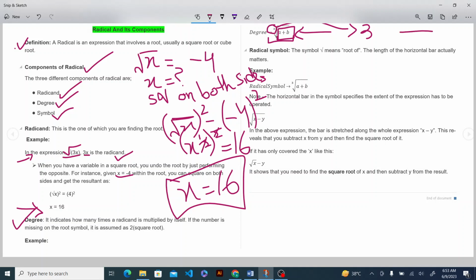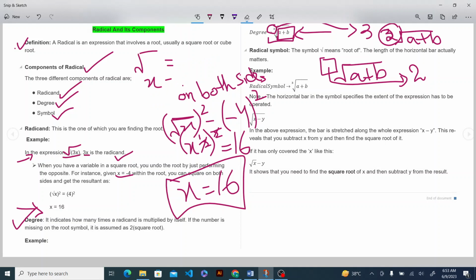If it was under square root a plus b, the degree will be 2. And when there isn't any number mentioned on the root sign, if it is given like this, under root a plus b, we don't know what the degree is, so we will assume that whenever it is missing, it will always be equal to 2. So this is the degree.